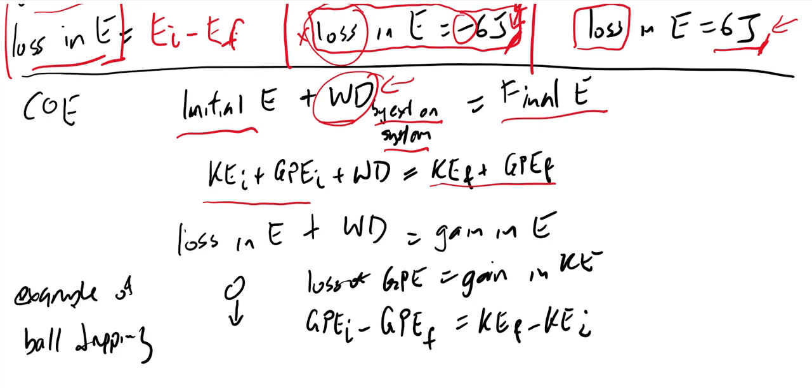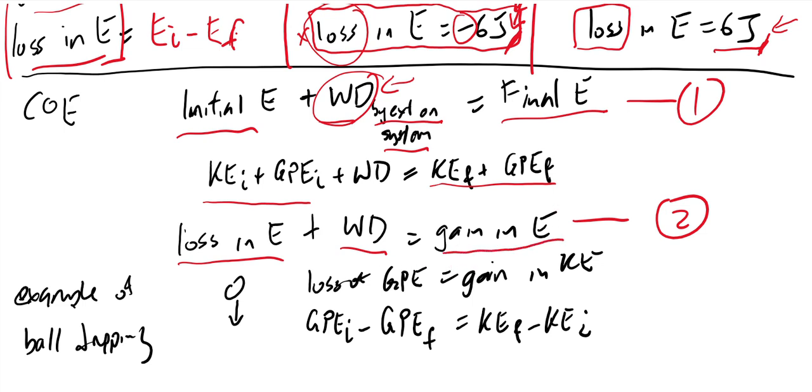The second type of equation that we use is the loss equals gain type of equation. So loss in energy plus work done on the system is equal to gain in energy. So loss in energy of a particular type of energy plus work done must be equal to gain in energy of some other energy. Normally this is used more in thermal questions. But I can give you an example over here.